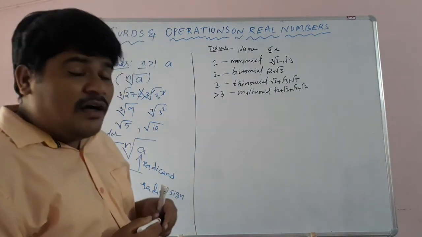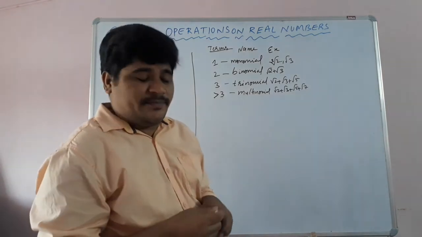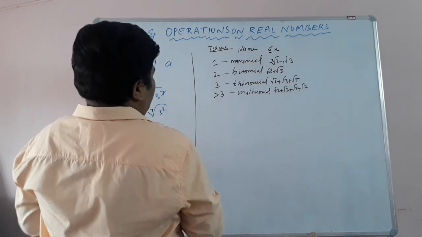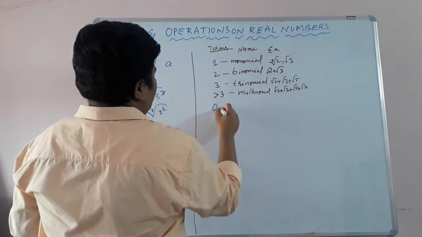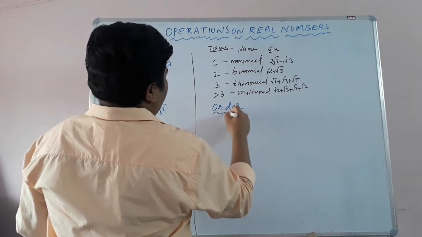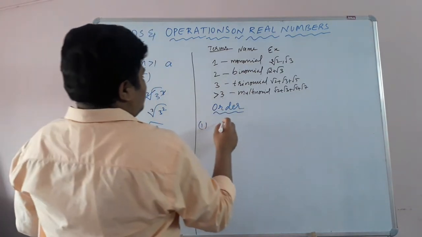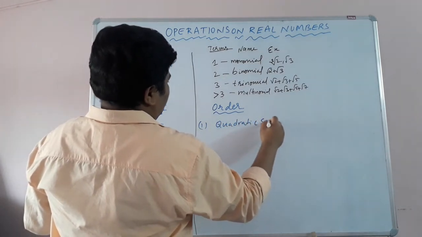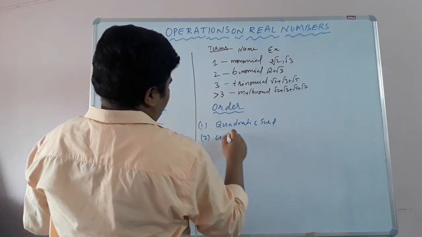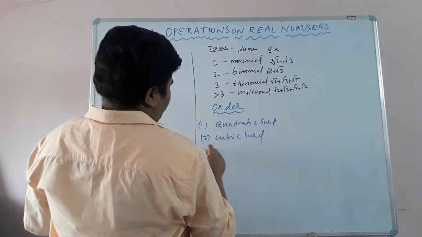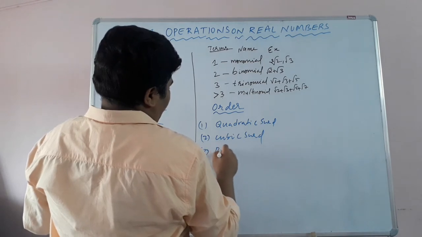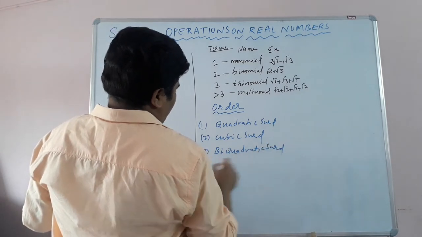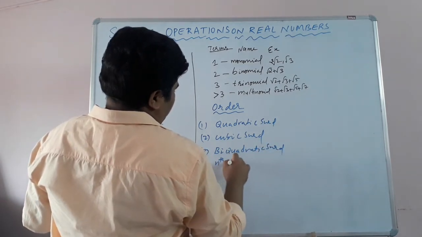Now students, based on order there are also a few types of surds. Based on order, there are different types of surds. The first one is the quadratic surd, the second is the cubic surd, the third one is the biquadratic surd, and the fourth one is the nth order surd.